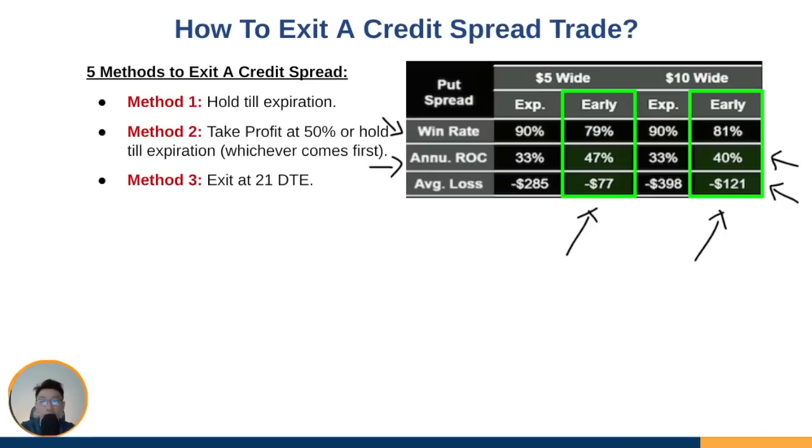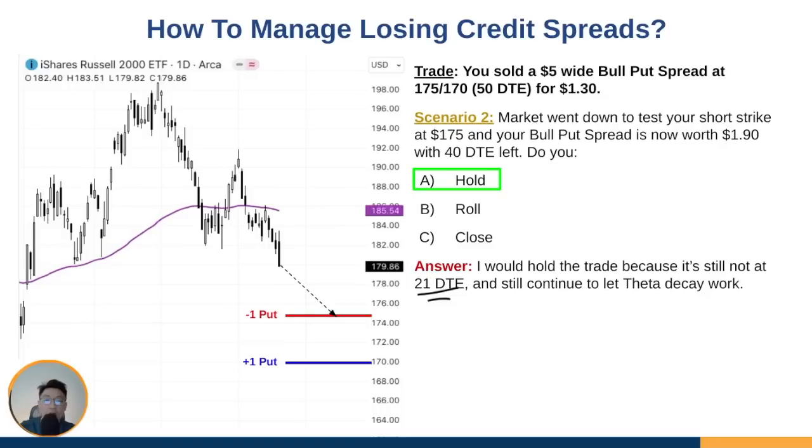So this is my threshold, the latest point at which I plan to exit my trade. So in this case, there's nothing for me to do. I'm just going to hold it until it reaches 21 DTE, then I'll decide. In the meanwhile, I'm just going to continue to let theta decay do its work.